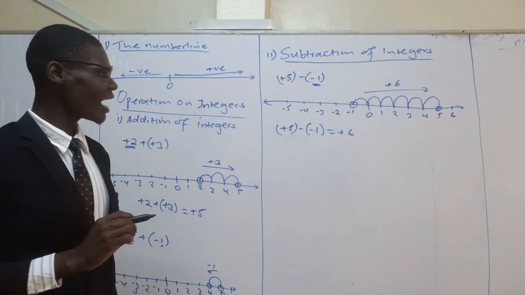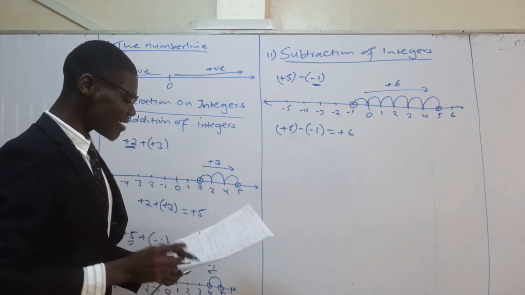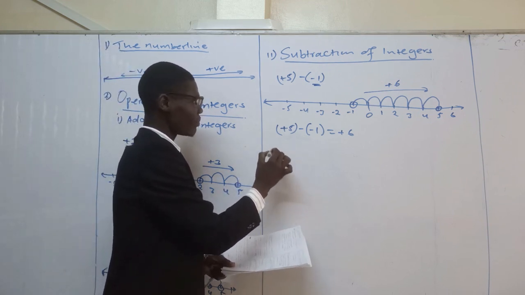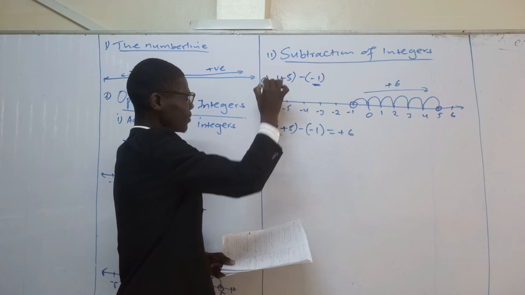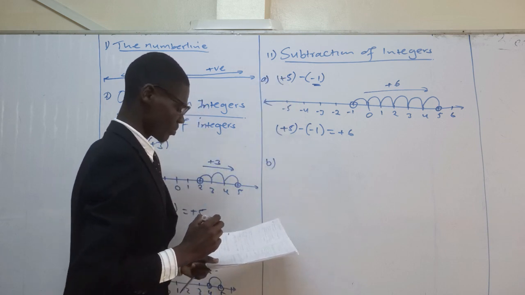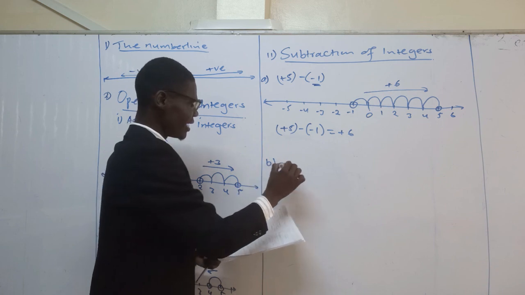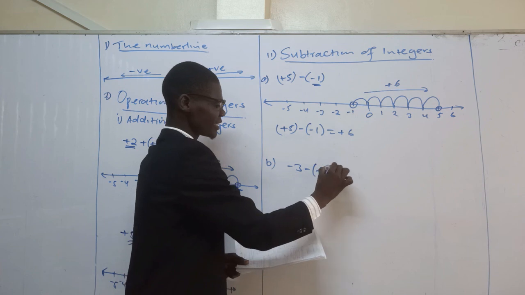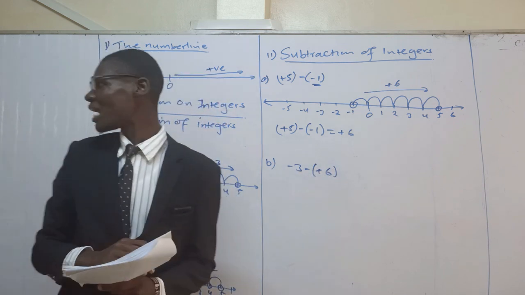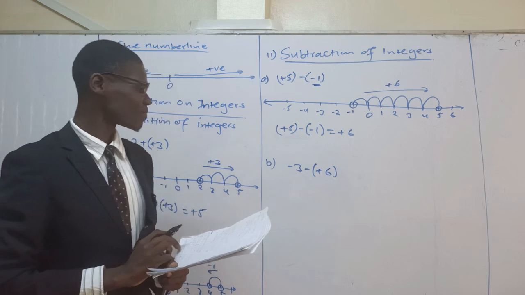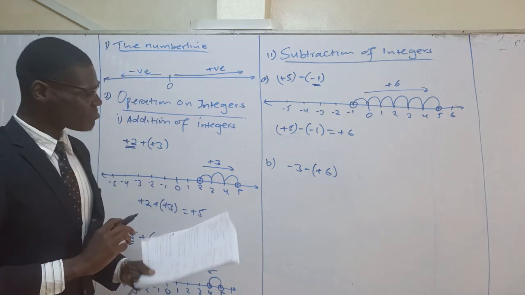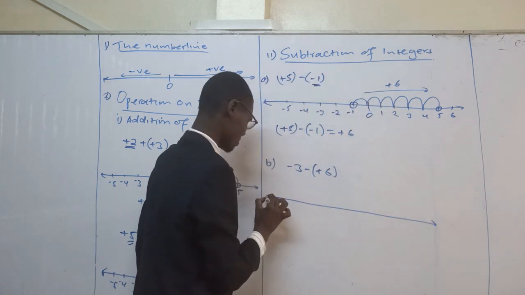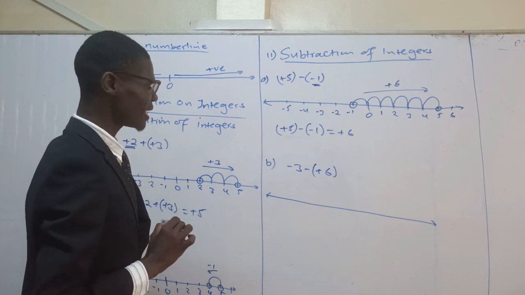I can come up with another example. Let's have example 2, part A, and this is part B. I say maybe negative 3, I subtract positive 6. Negative 3, I subtract a positive 6. I still come and draw my number line here. This is my number line.